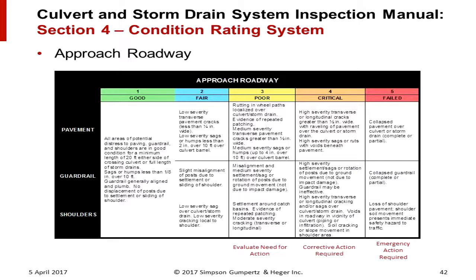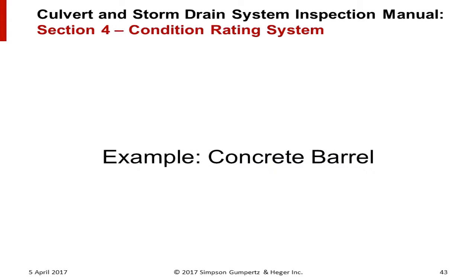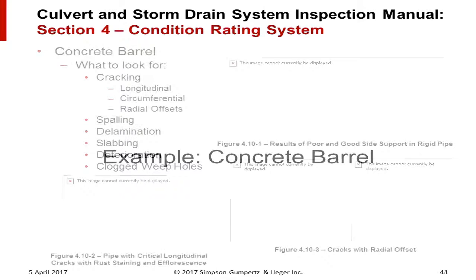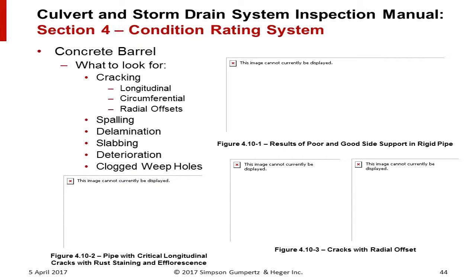So we've tried to put in as much quantitative measure as we can to help make these repeatable from inspector to inspector. All right, so let's look at another example with concrete barrel. Concrete barrel, what we're looking for here primarily is cracking, and this includes longitudinal, circumferential direction, radial offsets in the cracks. Those help distinguish distress severity, spalling, delamination, slabbing, material delamination, and also clogged weep holes.